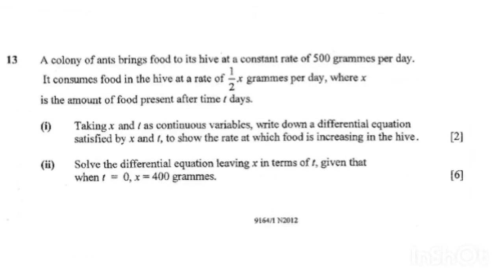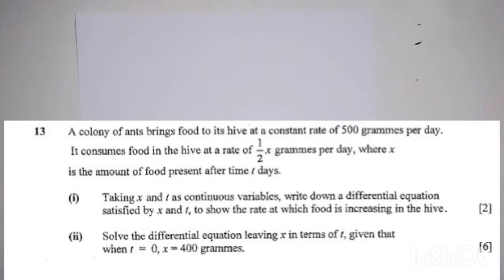Right, it reads, a colony of ants brings food to its hive at a constant rate of 500 grams per day. It consumes the food in the hive at a rate of half x grams per day, where x is the amount of food present after time t days. So x is representing the amount of food, right? So I want you to notice something.